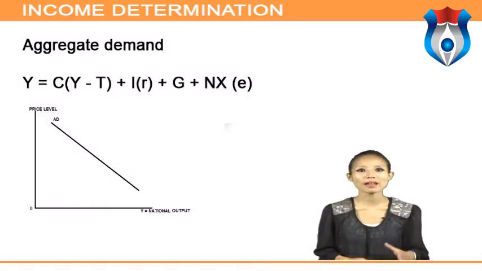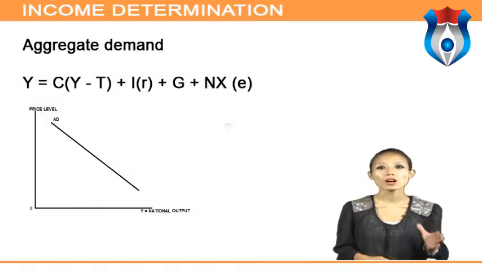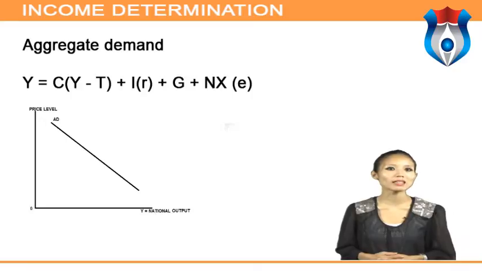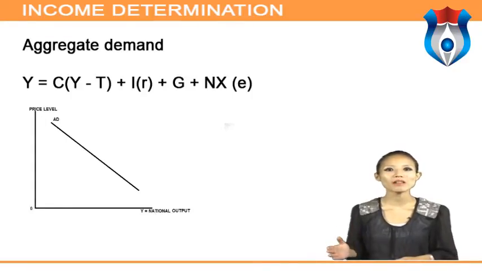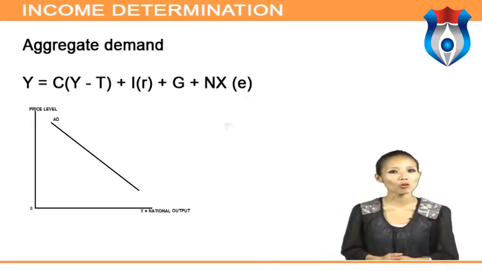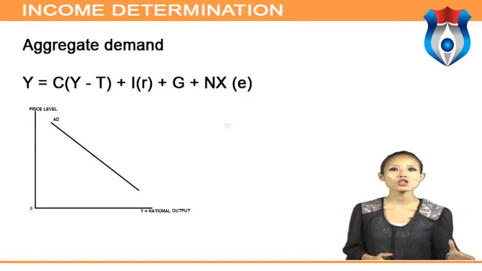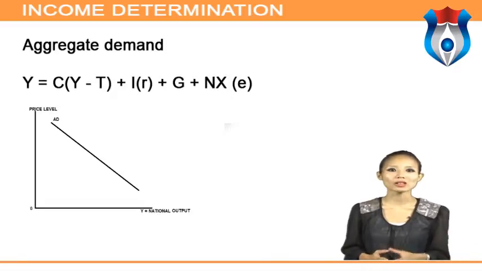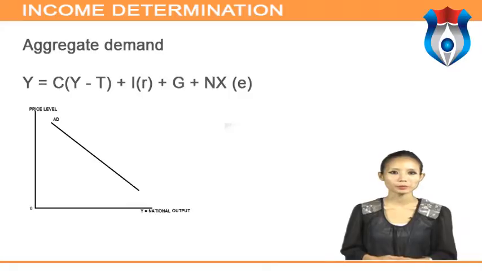The aggregate demand curve lies in a plane consisting of the price level and income or output. It shows a downward slope with price level on the vertical axis and income or output on the horizontal axis. As such, the aggregate demand curve outlines the relationship between income or output and the price level.